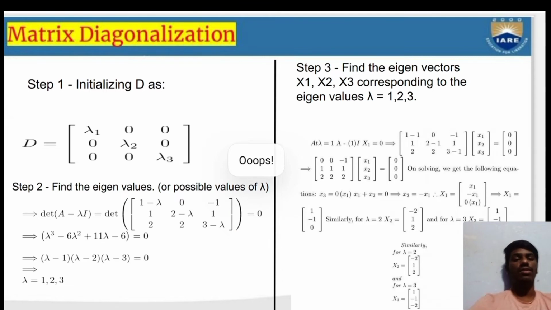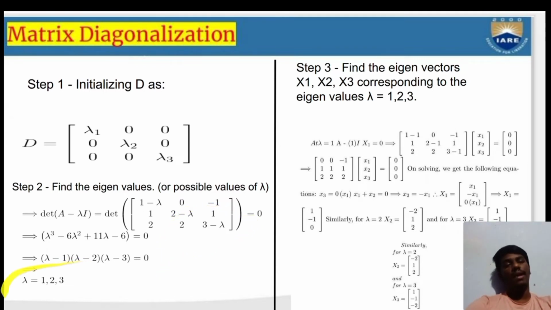We should equate the whole determinant to 0. By finding the value, we get this determinant as lambda cube minus 6 lambda square plus 11 lambda minus 6 equal to 0. By further simplifying, we will get (lambda minus 1)(lambda minus 2)(lambda minus 3) equal to 0, where lambda is equal to 1, 2, 3, where lambda is nothing but the eigenvalues. Here 1, 2, 3 are the eigenvalues of the given matrix.